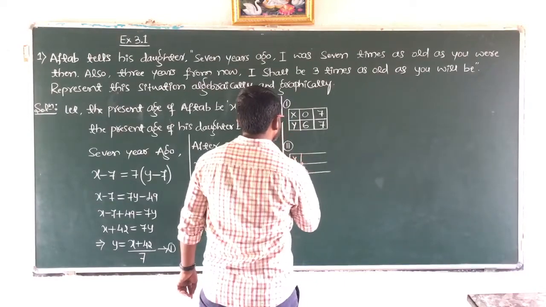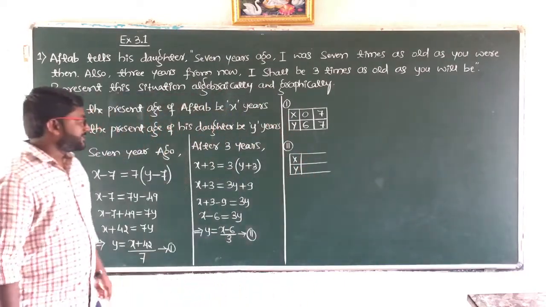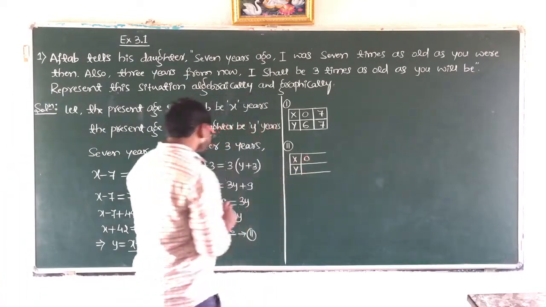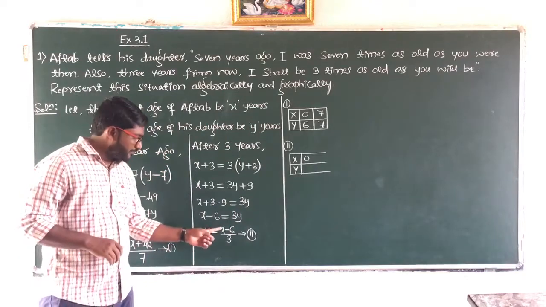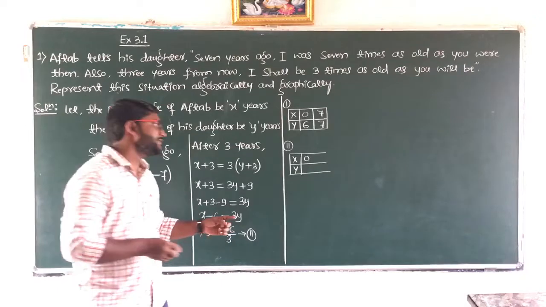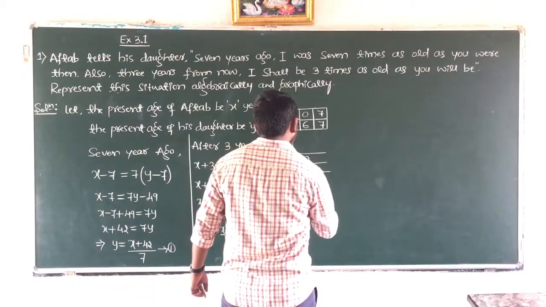So x and y. So now let us take the value of x as 0. So the value of x is 0 here. Note down the value of y now. 0 minus 6 will be minus 6. Minus 6 divided by 3 will be minus 2.